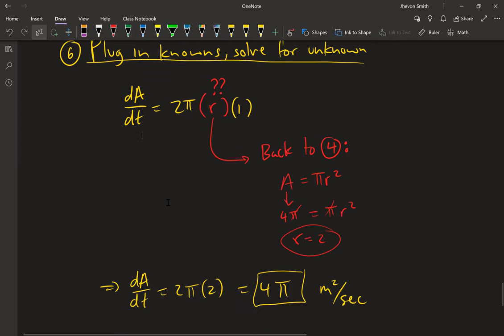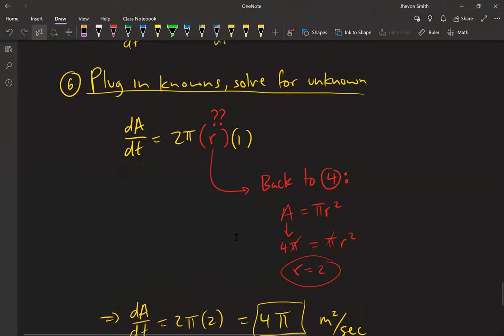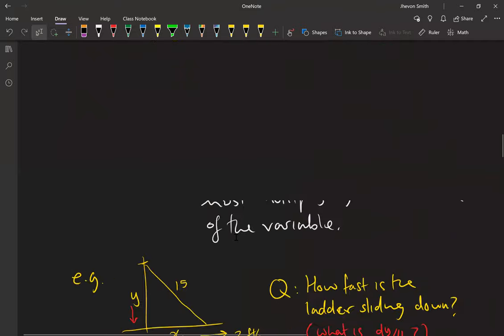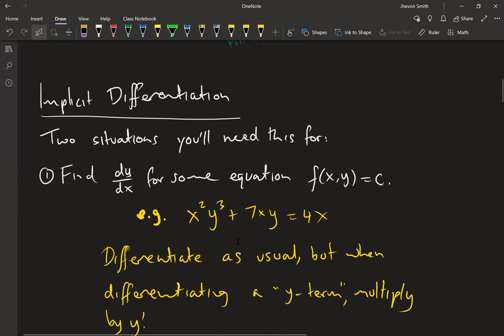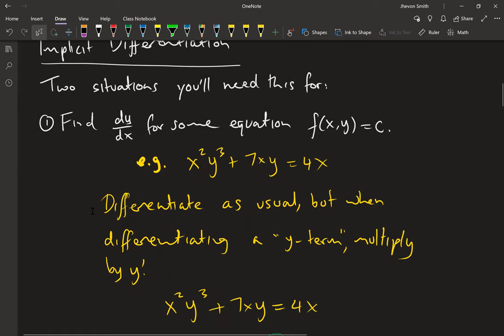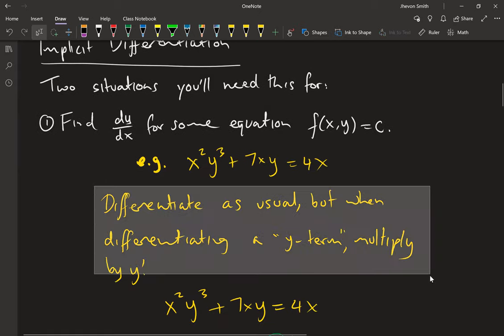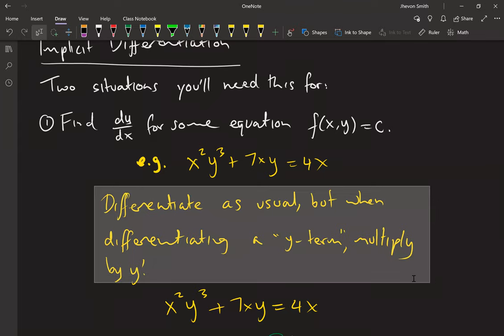Do you mind going over problem 1E on the mock final? It was the implicit differentiation derivative problem. So I think you came in after we spoke about implicit differentiation. So the two situations you need for this: one is for problem 1E that you're talking about, when we give you an equation where x's and y's are mixed together. The thing to do here is to differentiate as usual, but when differentiating a y term, multiply by y prime.